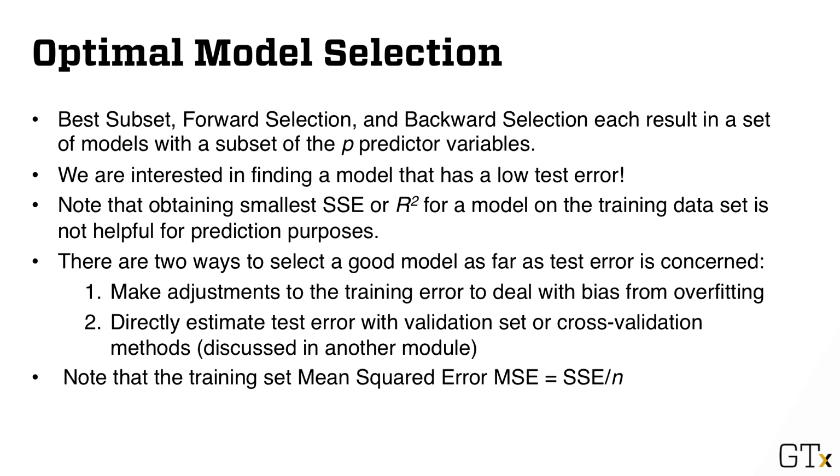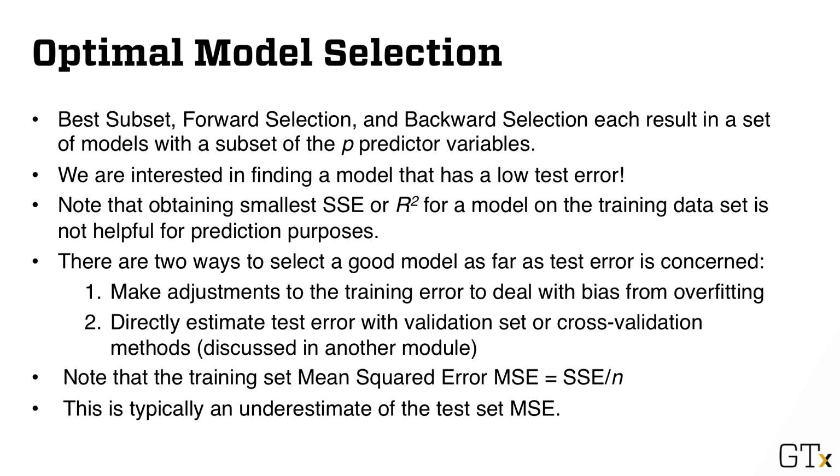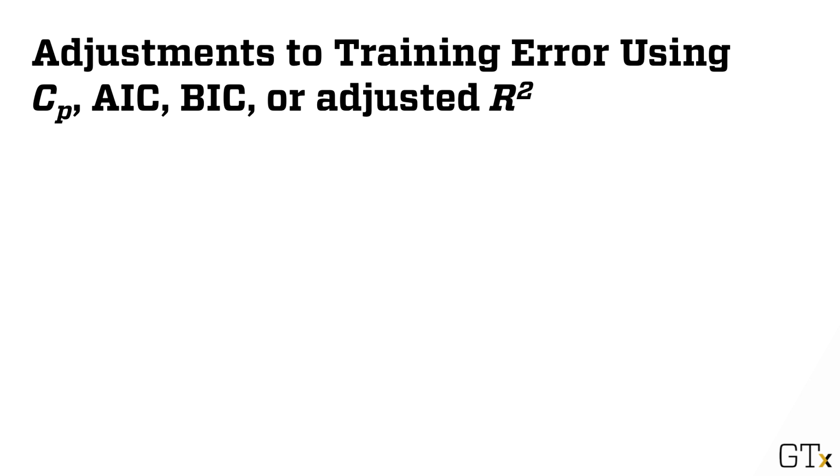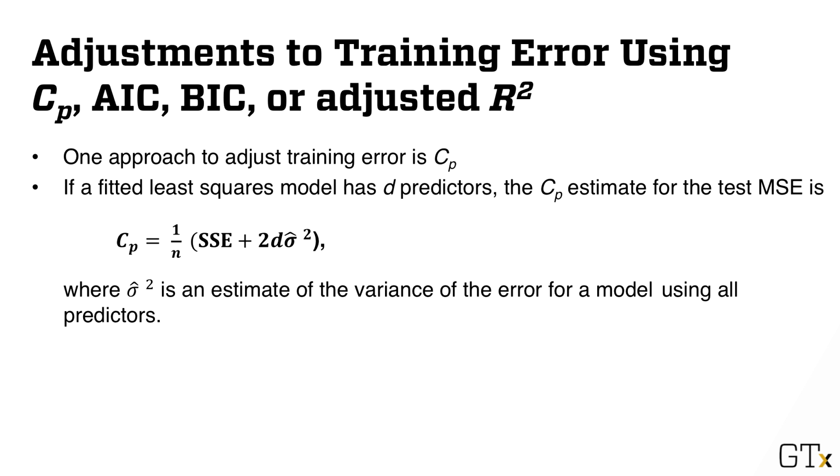We know that the mean squared error is given by that expression, and typically this is an underestimate of the test set mean squared error. So, we can use these metrics, Cp, AIC, BIC or adjusted R squared, to adjust for training errors. One approach to adjust for training error is to use Cp.